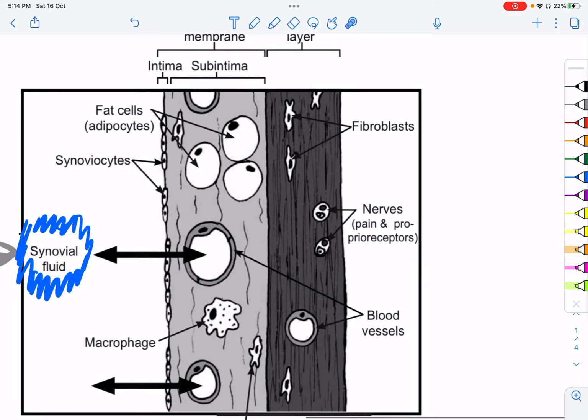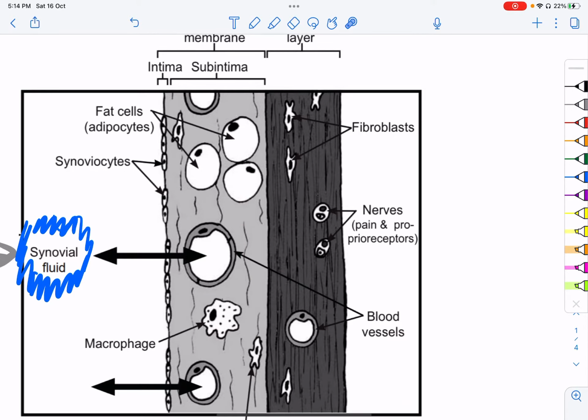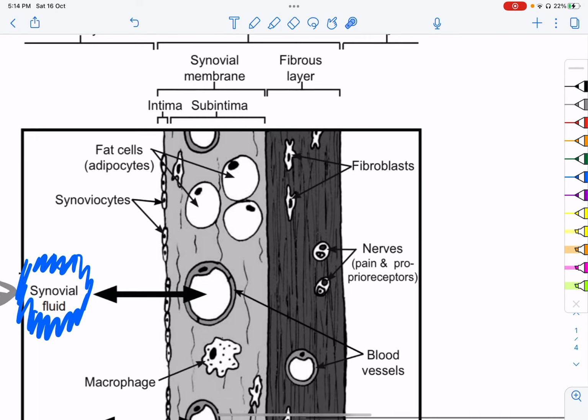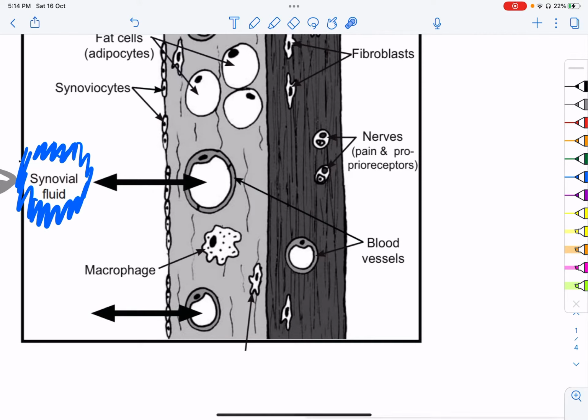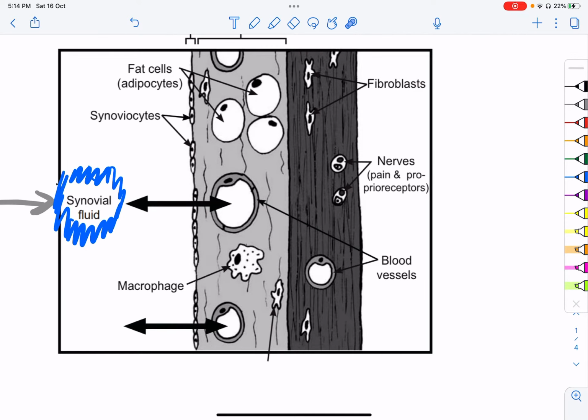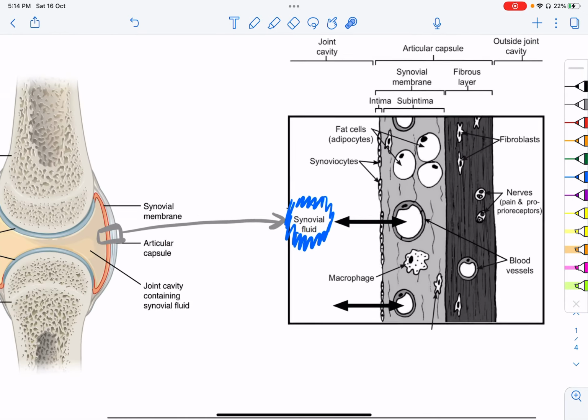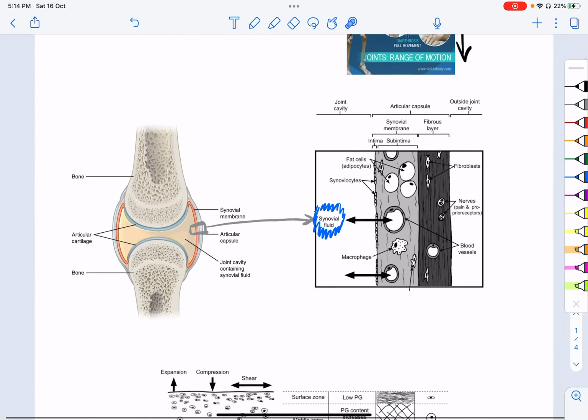Also within here, we have heaps of fibers running along, and in this fibrous layer, that's where most of the fibers are. Those would be more dense collagen fibers to protect the joint. Also there's nerves and fibroblasts. Fibroblasts are in both, and they're there to secrete the fibers that are within the connective tissue. So that's the breakdown of what's happening within the synovial membrane.